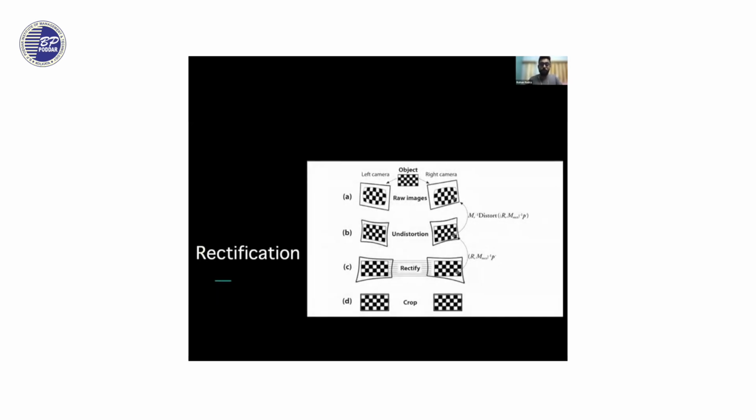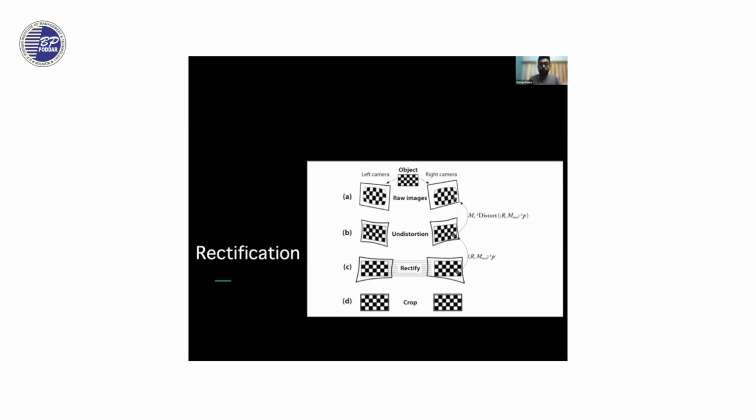Okay, and so now let's see what rectification is. From the images, first we have to undistort them, as the lens will have some tangential and radial distortions which can be removed mathematically. After that we have to rectify.